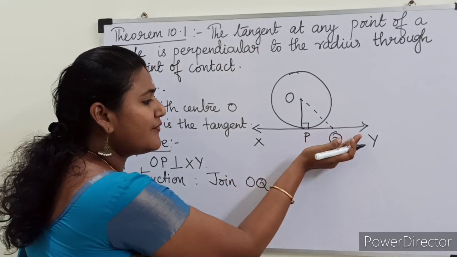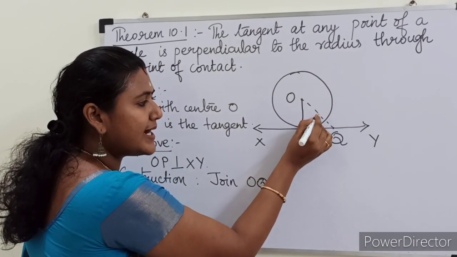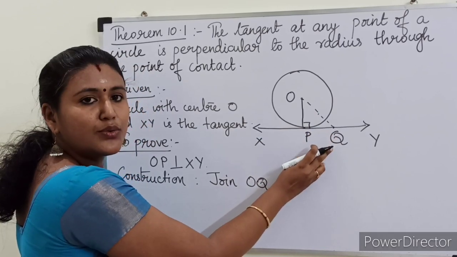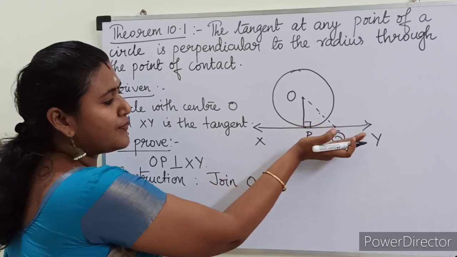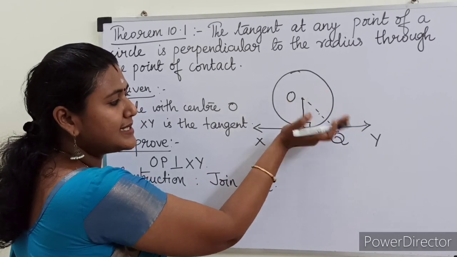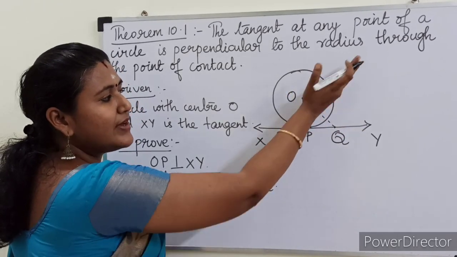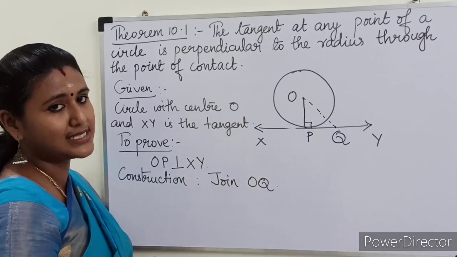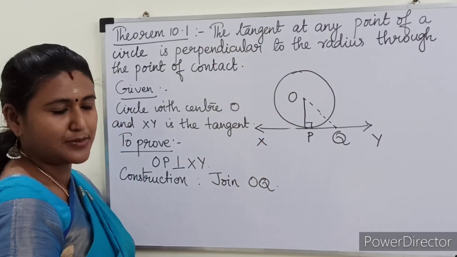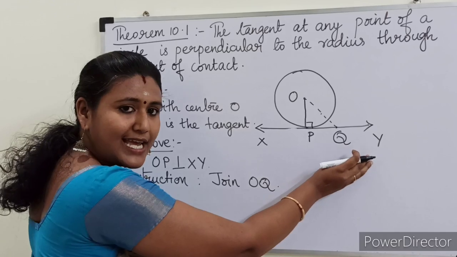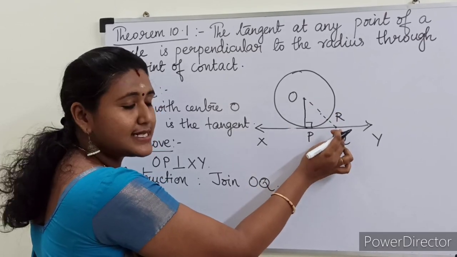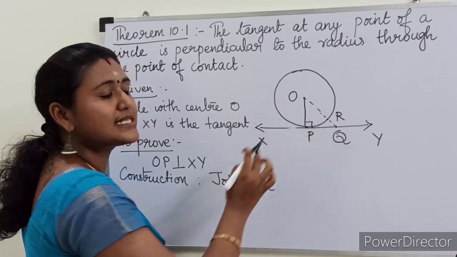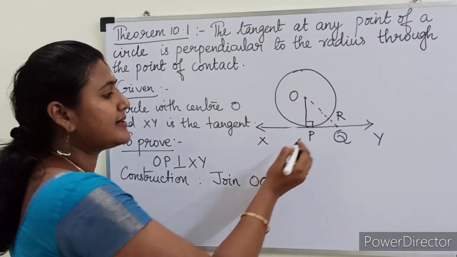Now this point Q must lie outside the circle. Why? Because Q is a point on the tangent XY. If Q lies inside the circle, then the tangent will become a secant to the circle, so it is not possible. So Q must lie outside the circle. Since Q is outside the circle, the distance OQ will be greater than the radius.